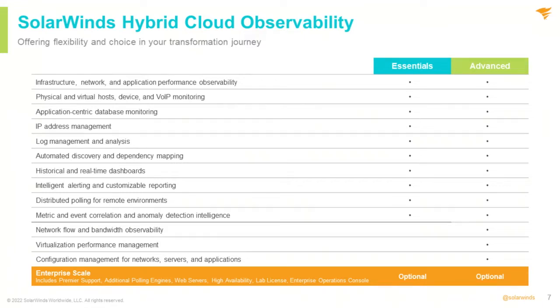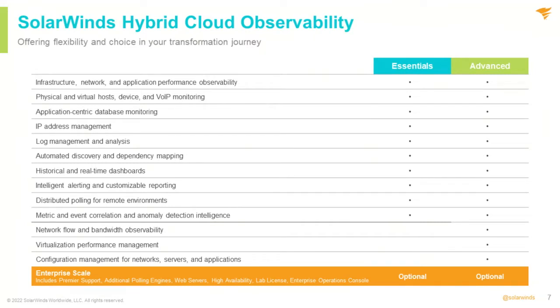Generally, Essentials and Advanced, we sell by the node in our traditional tiers. And in general, those offerings scale up to about 1,000 nodes. If you want to go bigger than that, if you have thousands or tens of thousands of nodes, then we offer the enterprise scale. Now, this includes our scalability components: the additional polling engine, additional web servers, HA, and EOC.